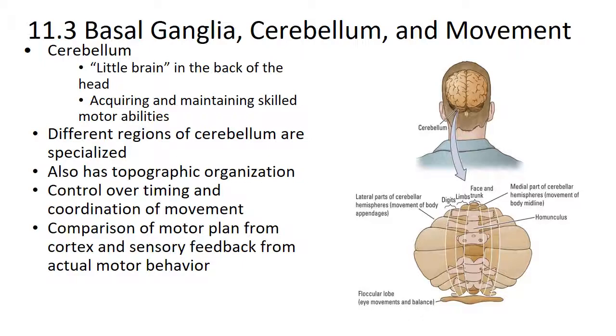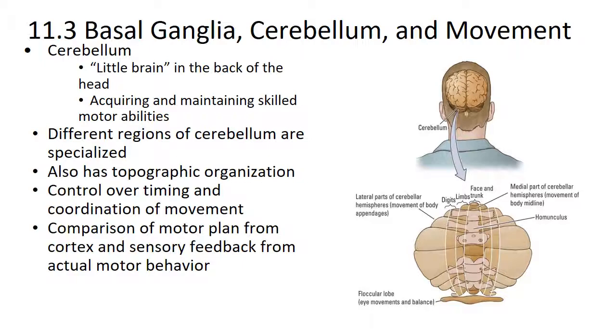Moving on to the cerebellum. If you remember from previous sections, the cerebellum is this small structure in the back of the brain below the visual cortex. Cerebellum means little brain because it looks kind of like a little brain stuck up under there. And the cerebellum is predominantly responsible for acquiring and maintaining skilled motor abilities. Different parts of the cerebellum are specialized. Don't worry too much about the different areas of the cerebellum.